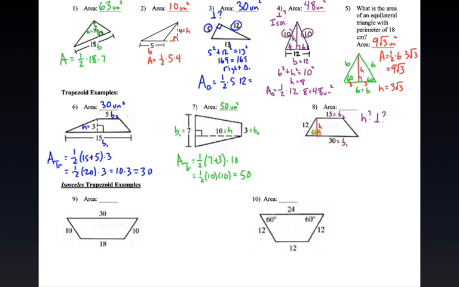We'll use the 30, 60, 90 triangle. 12 is the hypotenuse. The short leg, this little piece down here, is 6 times the square root of 3. The height is 6 square root 3. So 1/2 times 15 plus 30 times 6 square root 3. Simplify, solve. 135 square root 3 is the area.